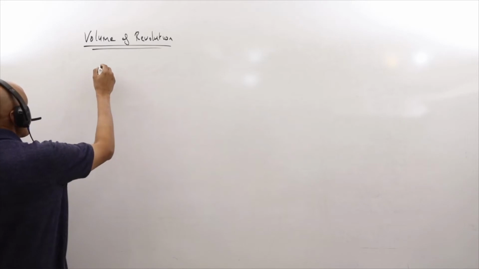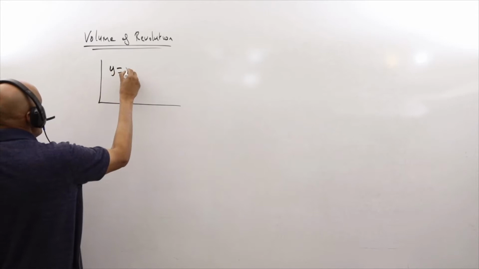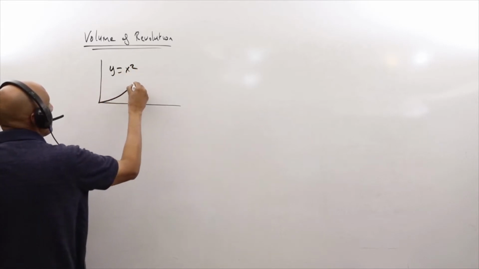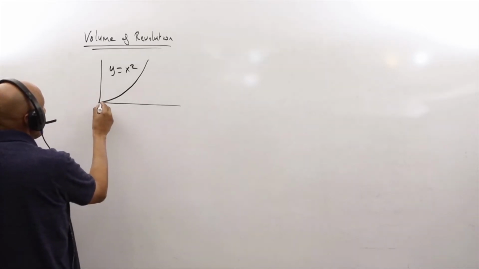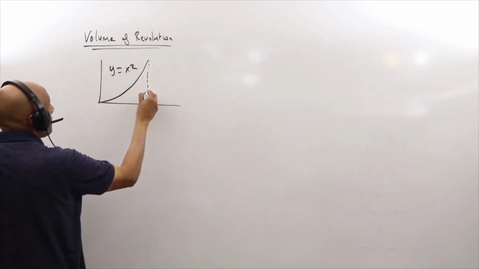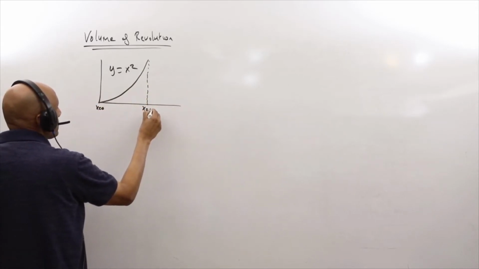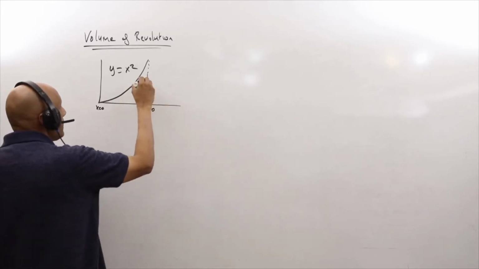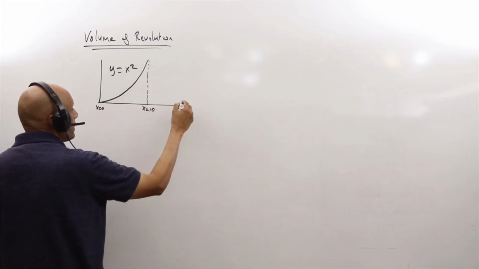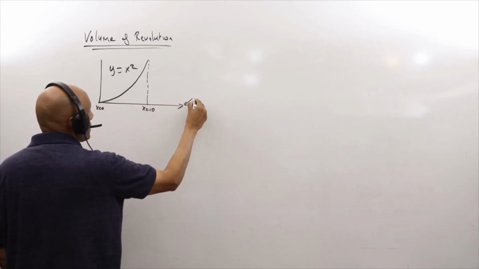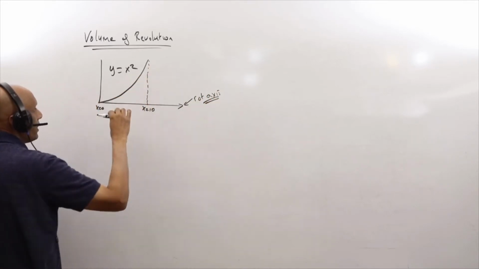So I'm going to first assume that I have a function y equals x squared, my famous y is equal to x squared. I'm going to find the volume generated from x is equal to 0 all the way up to x is equal to, let's say, 10. I'm going to take this curve and rotate it around the x-axis to form a volume of revolution. So this is the rotational axis.